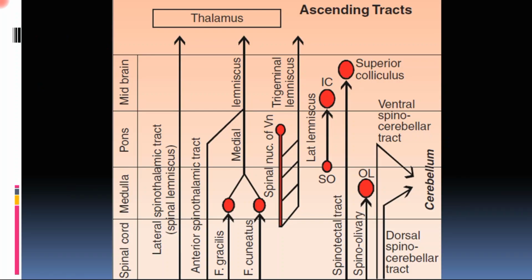So let us see, as they ascend, how the various ascending tracts are represented in the spinal cord, where they are synapsing in the medulla, or in the pons, or in the midbrain, or in the thalamus. From the thalamus they go to the somatosensory cortex. So this is a simple representation of each tract.